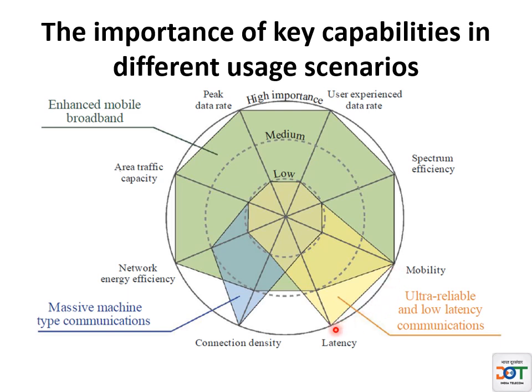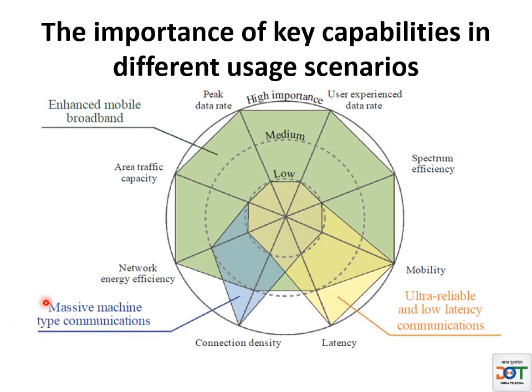And other things like connection density or spectral efficiency, etc., the requirement will be less. So it is touching here. If you look at spectral efficiency, it is touching here. So it's a low requirement of spectral efficiency for URLLC. So that's how we can read this particular diagram.